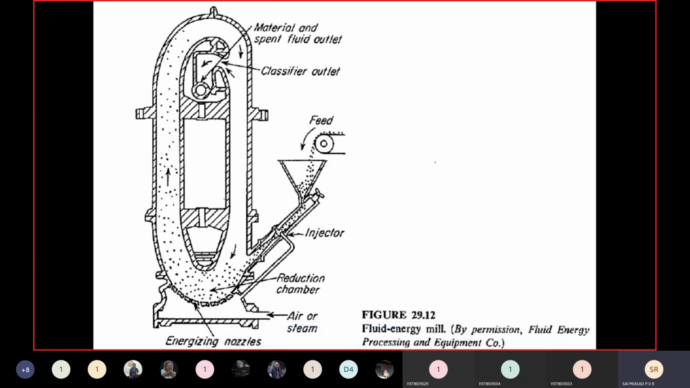Okay, so this is about the fluid energy mill, which is also very important from the final examination point of view, because these are very simpler diagrams to draw rather than drawing a hammer wheels or whatever.